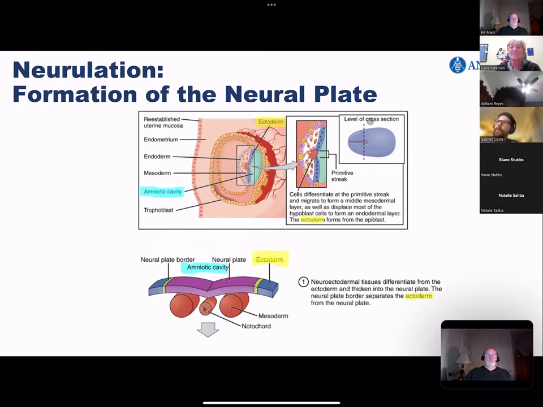And then I want you to please take note of the image up here that I'm highlighting, which indicates the ectoderm as this blue blob with a red line that highlights the primitive streak running along the midline. I think this is a useful reference for us as we move on to think about orientation in three-dimensional space.